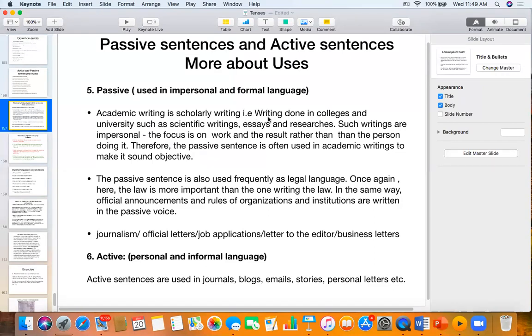Okay, so the speaker's name or the doer's name is not at all mentioned over here.